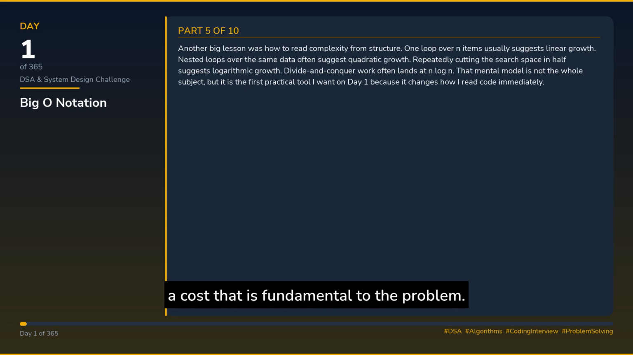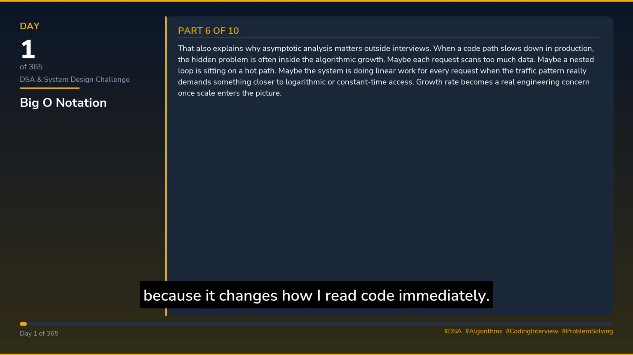Another big lesson was how to read complexity from structure. One loop over n items usually suggests linear growth. Nested loops over the same data often suggest quadratic growth. Repeatedly cutting the search space in half suggests logarithmic growth. Divide and conquer work often lands at n log n. That mental model is not the whole subject, but it is the first practical tool I want on day one because it changes how I read code immediately.